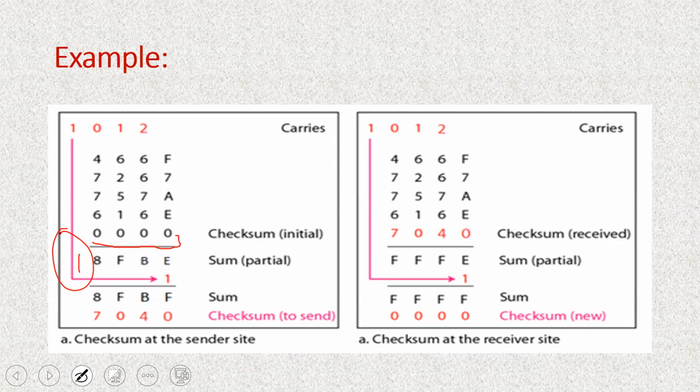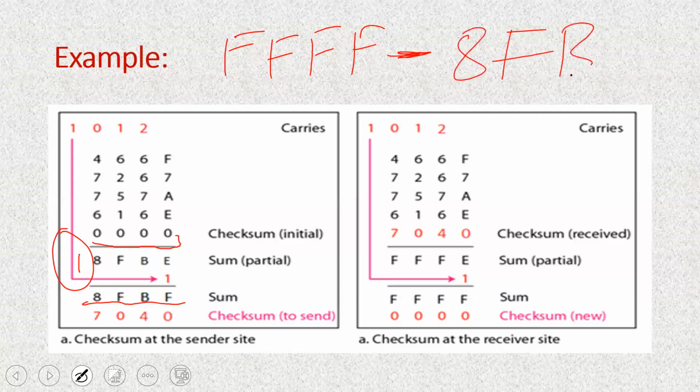Now you need to calculate the checksum. 1's complement. This is not binary, this is hexadecimal. How to calculate the 1's complement? In the hexadecimal method, the procedure is like this: you take FFFF minus the answer you got, 8FBF. You do it in the calculator and tell me.